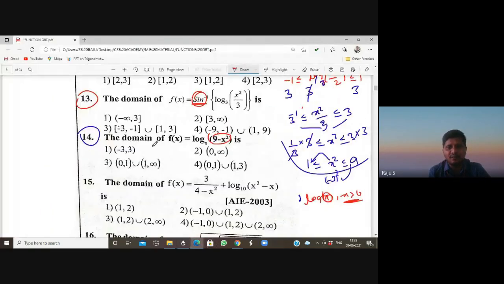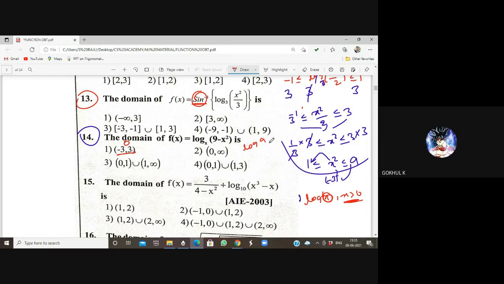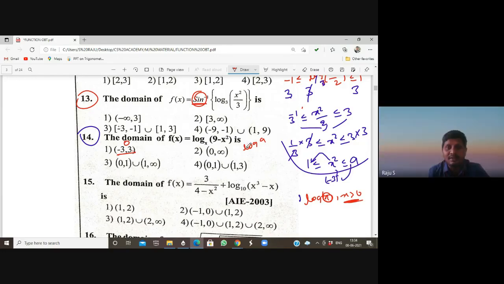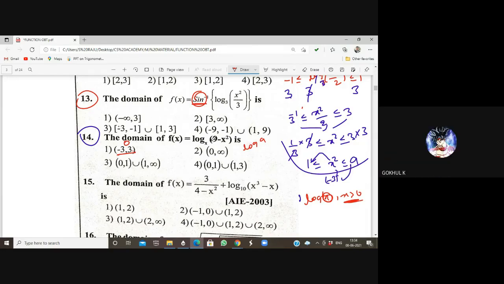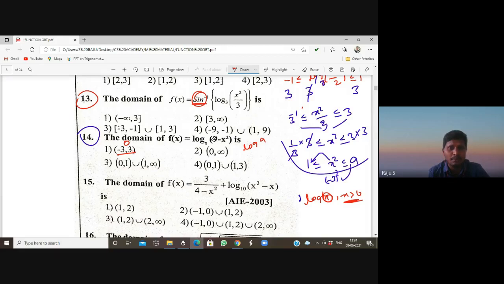If you see the options, your first option is minus 3 to 3, with 0 also there. Can you include 0? Does it exist for 0? No. Why? When you substitute 0, you only get log 9, no? Not log 9, it is base 0. Yes, base. Very good. Exactly. So the base should not be equal to 0.